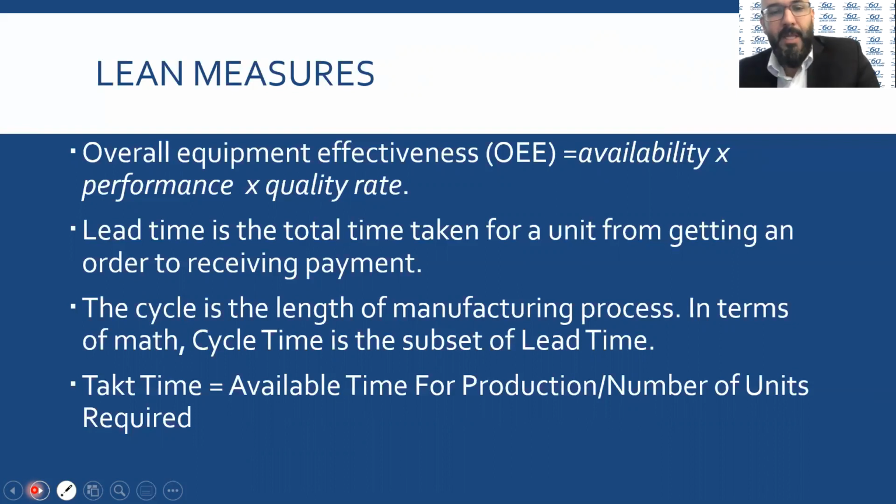Another concept or measure that we use in lean is called takt time, and you see it in value stream mapping. It can be calculated by the available time for production divided by the number of units required.